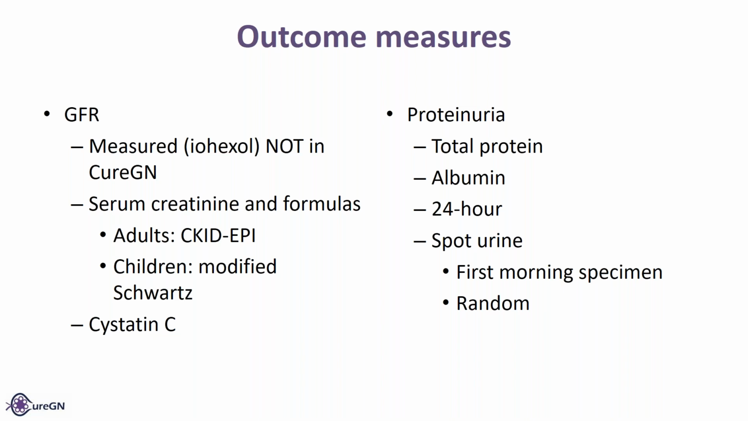We can measure total protein in the urine or albumin. In CureGN, we are measuring total protein. We can either do it in a 24-hour urine or a spot protein. The adults seem to be wedded to a 24-hour urine. I'm a pediatrician, so obviously I find it much more convenient to ask children to provide a spot urine, and we put our reliance on the first morning specimen, which again is an option in CureGN. Next slide.